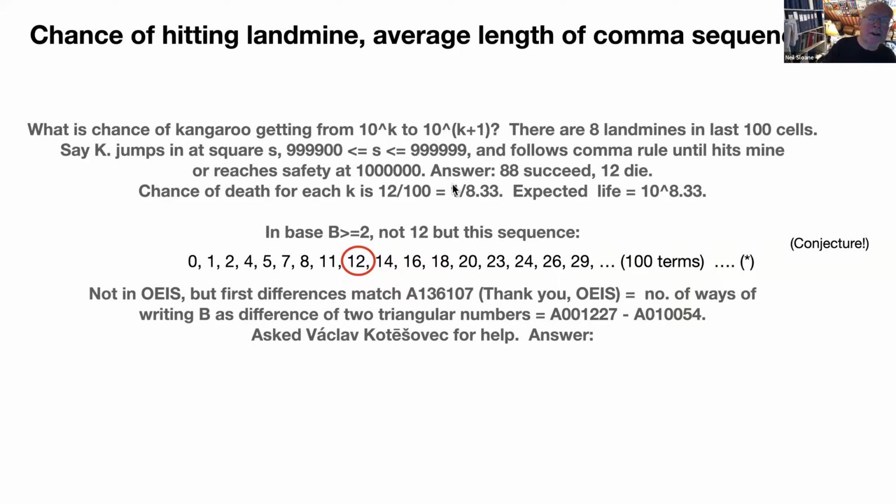Now, what about other bases? This is base 10. In base 10, the chance is 12 over 100. So I computed the chances for other bases, for bases up to 100 actually, and I got a sequence. For base 10, the answer is 12. For base 9, there are 11 starts that die, and so on. So it's a sequence. I've marked it with an asterisk. It's not in the OEIS, but it probably will be soon.